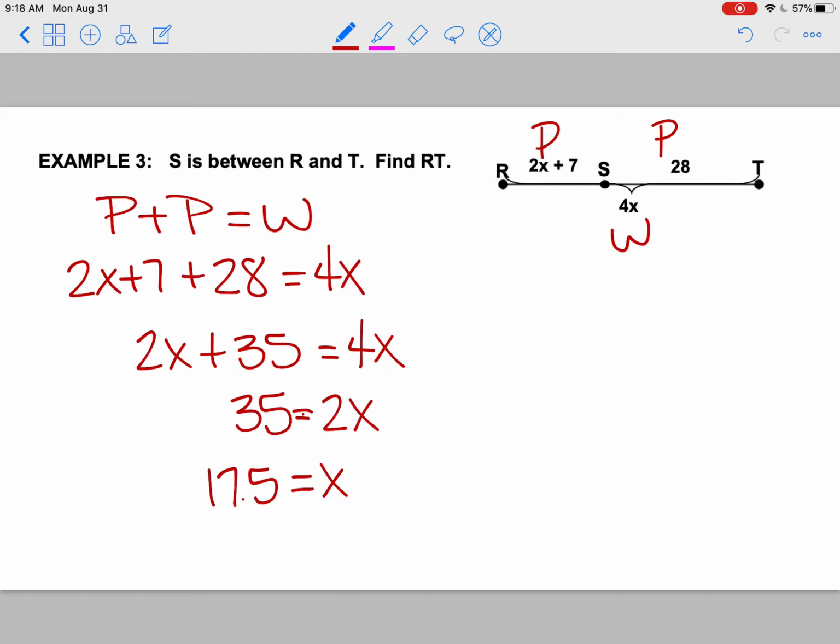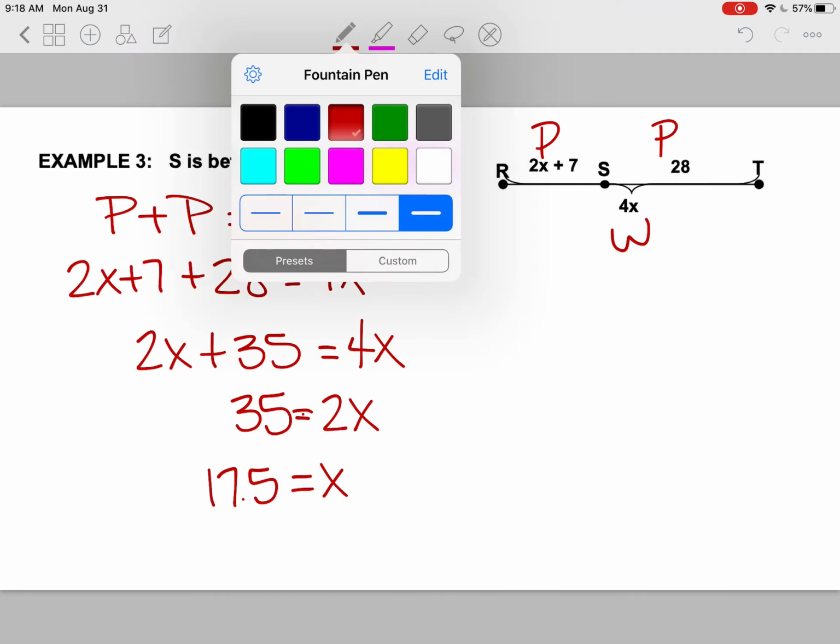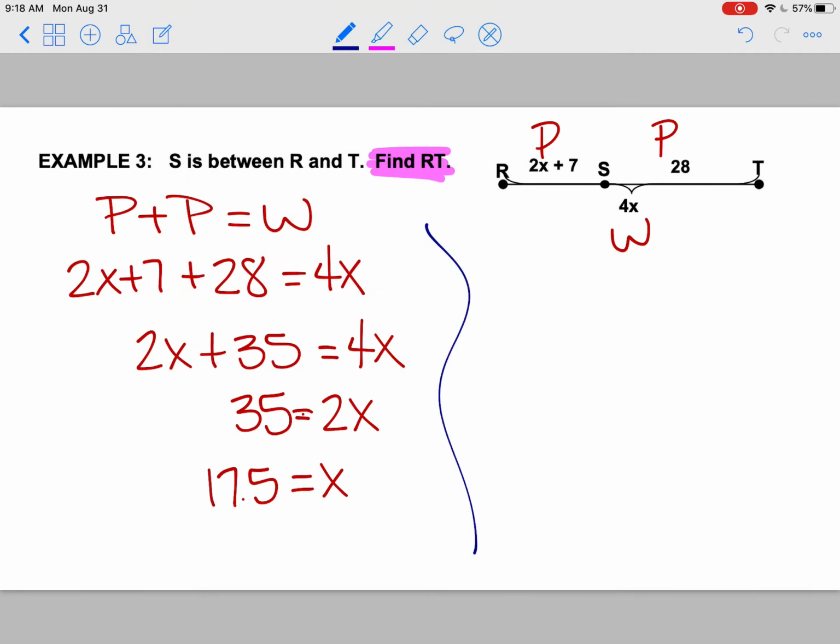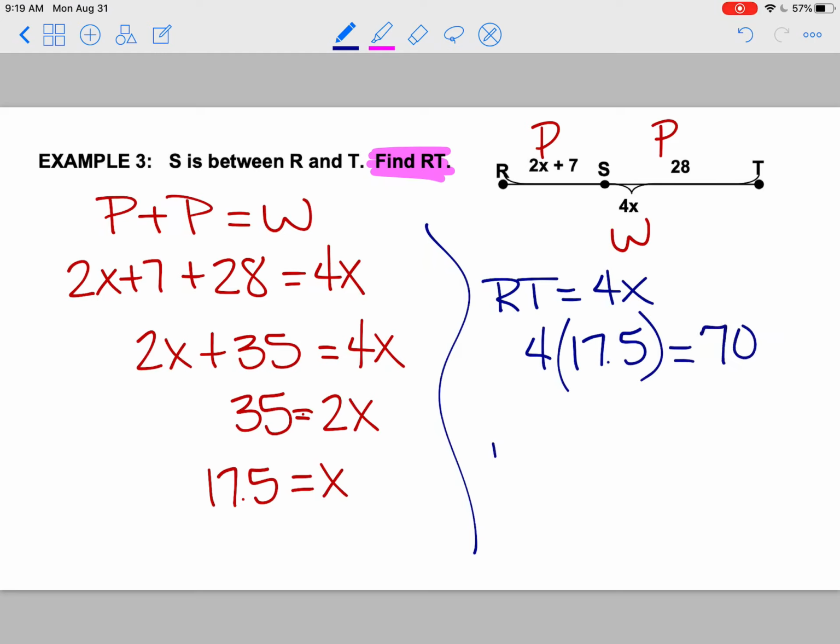Now, look at the question. Always, always, always look at the question. It doesn't say find x. It says find what RT equals. So we're going to go over here to the side and say, well, RT in the picture, the whole thing was 4x. Well, we now know what x is, so let's substitute it in and say 4 times 17.5, and that gives us 70. So our final statement can be that RT, what they asked us to find, has a length of 70.